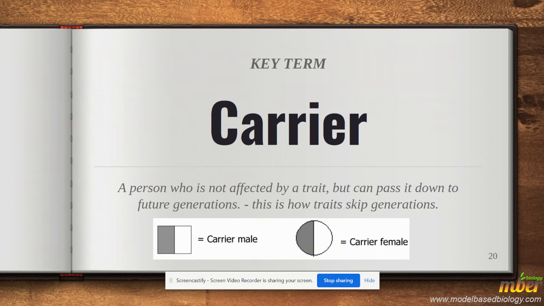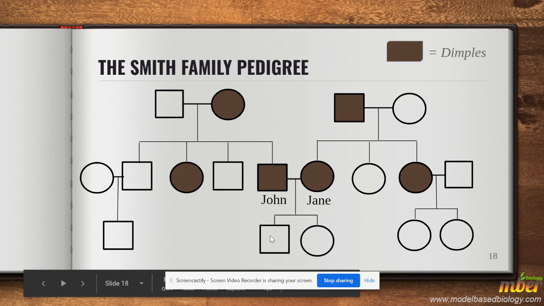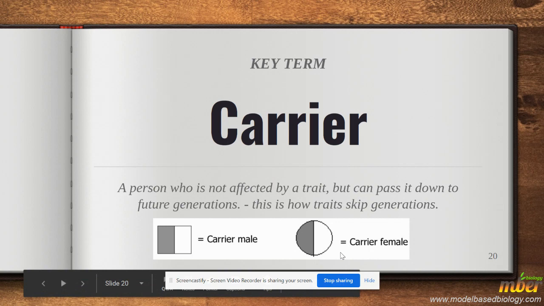So key term, carrier, is the person who is not affected with a trait but can pass it down to future generations. So this is how traits skip generations. Even though these guys didn't express the trait of having dimples, so they don't show that they have dimples, their children will likely have dimples. It can be passed on to them. They are carriers because they're carrying that marker. It's just not prominent.